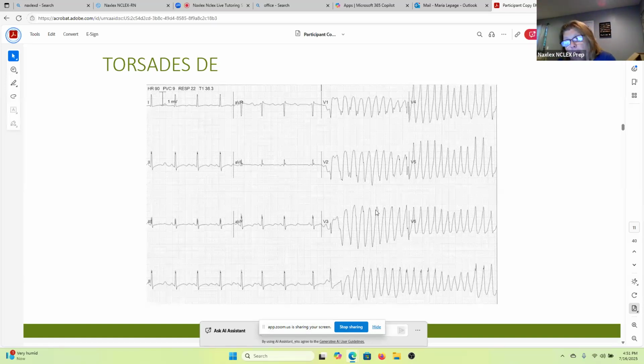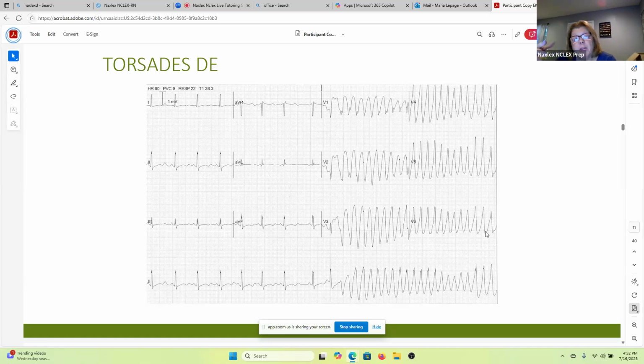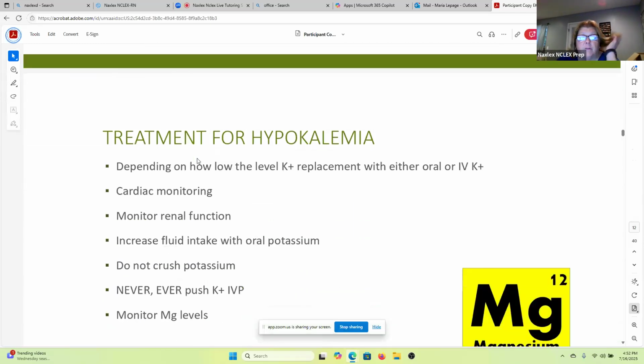So it is a type of polymorphic ventricular tachycardia, and it's characterized by gradual change in the amplitude. So you see how this looks a little different than this, but it's still ventricular tachycardia. And it's not staying on that isoelectric line, which is kind of that imaginary line right across here. About 50% of the patients that develop torsades de pointes may be asymptomatic, but it can cause death in about 10% of the patients. So recognizing that these patients need potassium and they may need some magnesium as well.